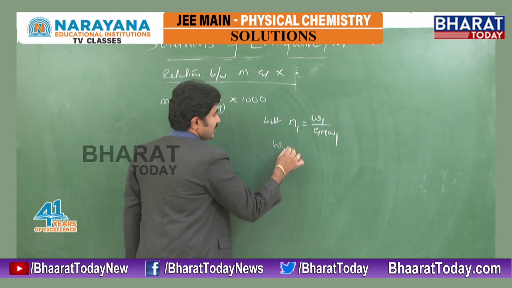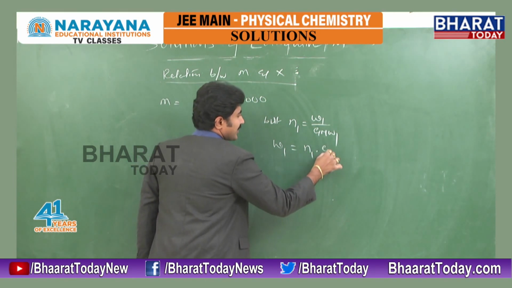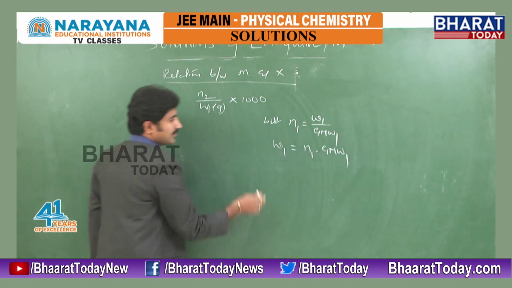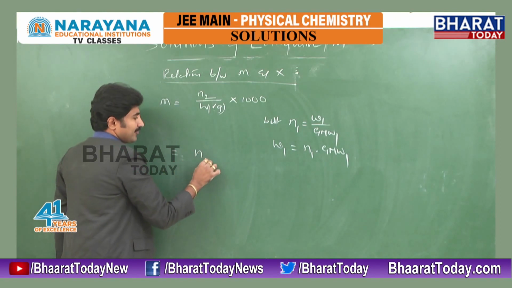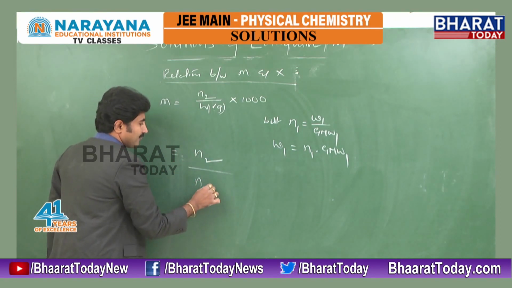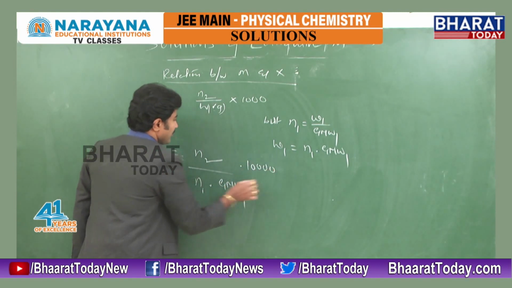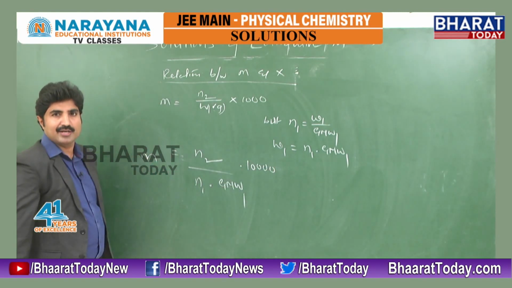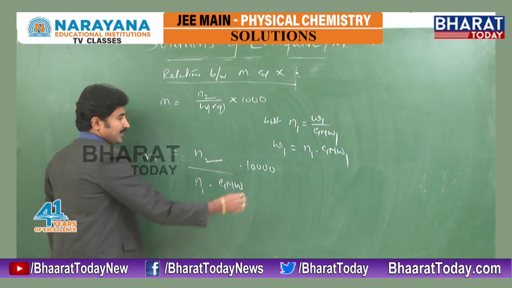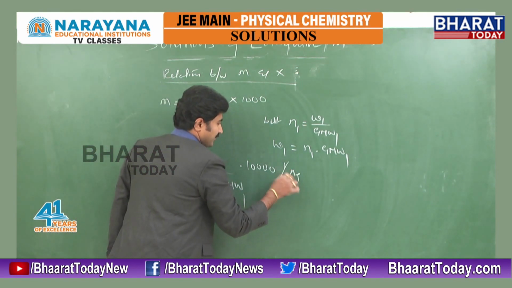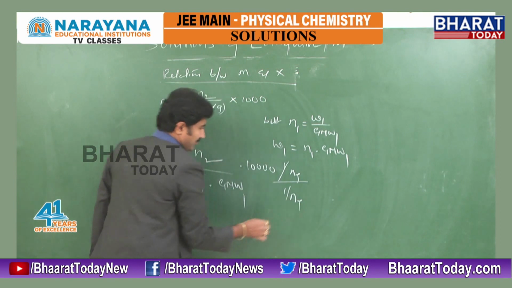From this, what is this W1? N1 into gram molecular weight of solvent. If you substitute here, we are getting N2 by N1 into gram molecular weight of the solvent into 1000. Now both numerator and denominator are divided by N total.